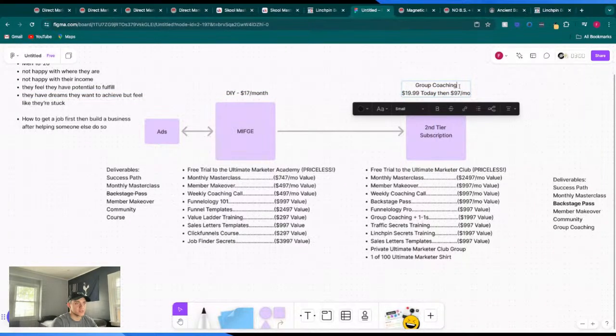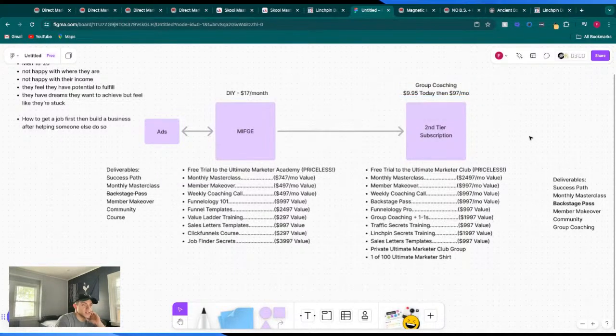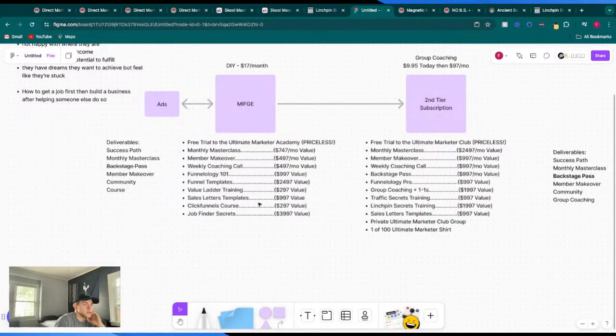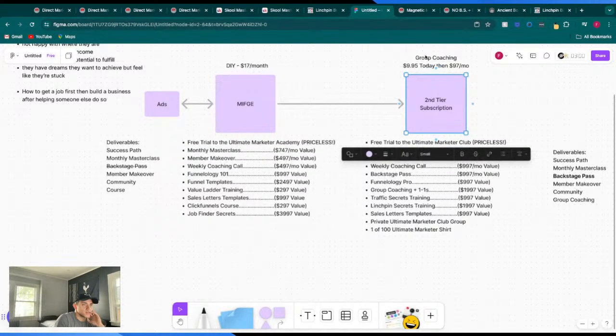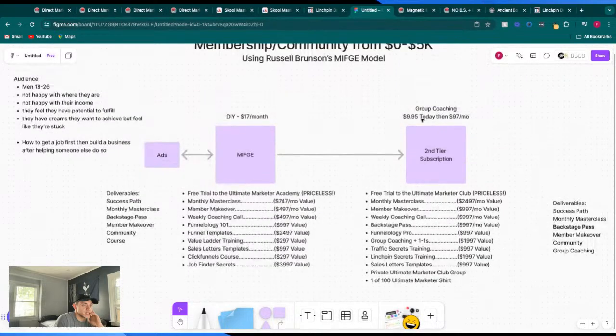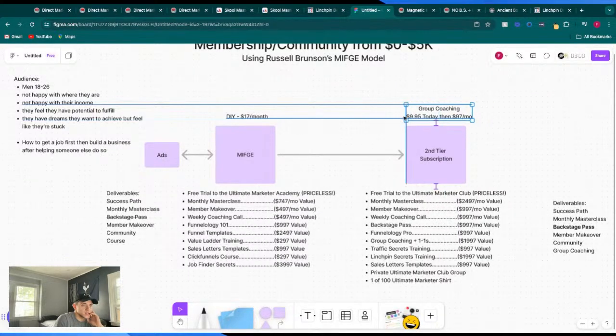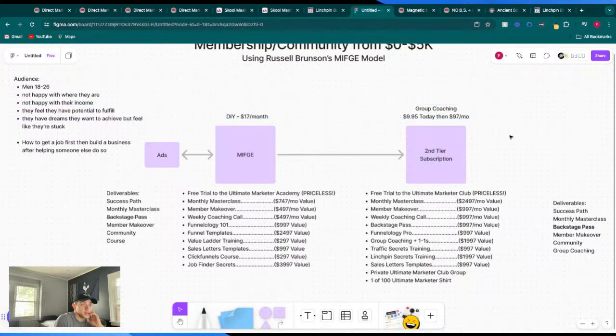I think that's going to be pretty interesting to see how that works out, especially if the shirt even makes a difference, or if it's like $7.99 today or $9.95 today, and then $97 a month. But essentially, they're going to be getting something free here, and then group coaching. And then they're going to get hopefully $10 here because we want to make money back on the ads, even though they're going to be getting free trials.